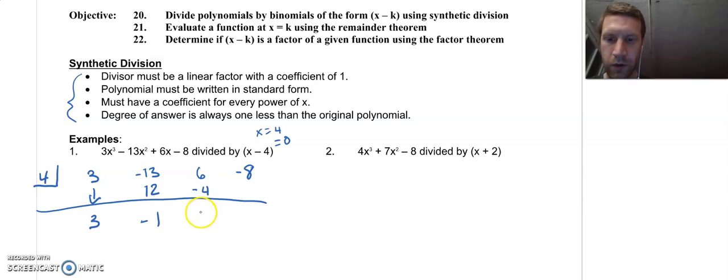So 6 plus negative 4, same as 6 minus 4, that gives me 2. Now I do 2 times the number in the box. 2 times 4 is 8. Now I add down.